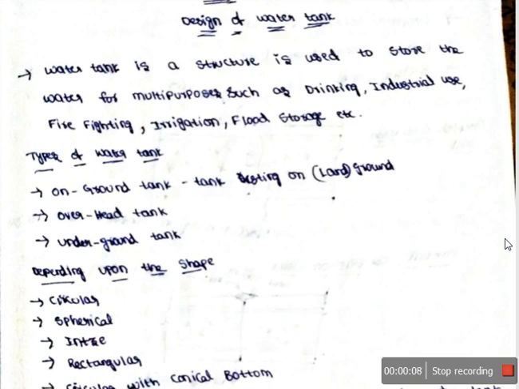We are going to discuss the design of a water tank in this video. So basically, a water tank is a structure where you normally store water. That water can be elevated, or underground, or on the ground. The main purpose of storing water in a tank is for drinking.